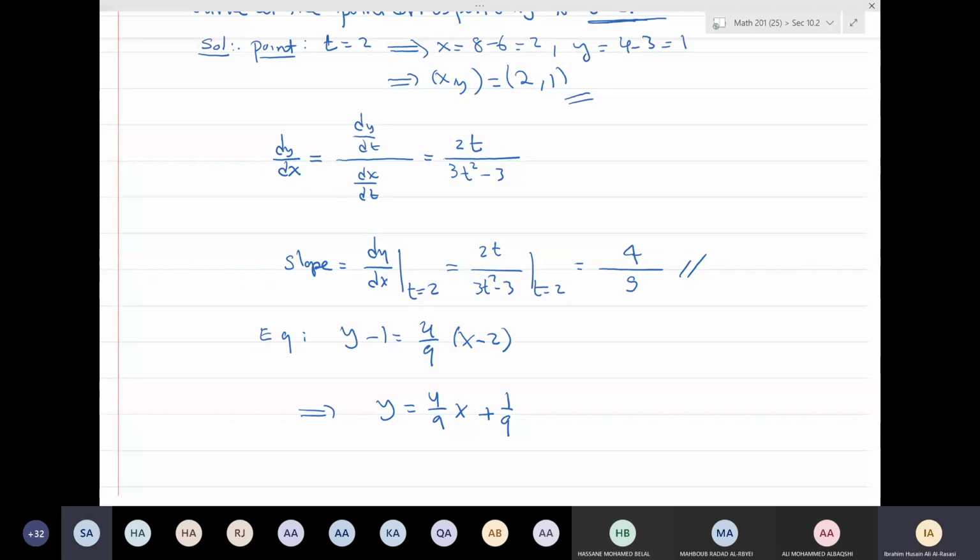This is the first simple example. The equation of a tangent line: you need a point and the slope, just like Math 101. The point, this is how to find it. The slope, you have a formula for the derivative, and then just compute and then substitute.